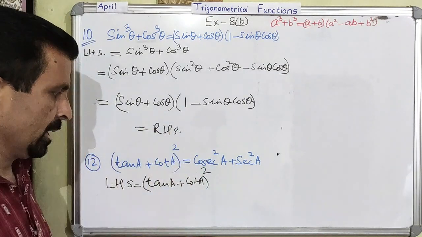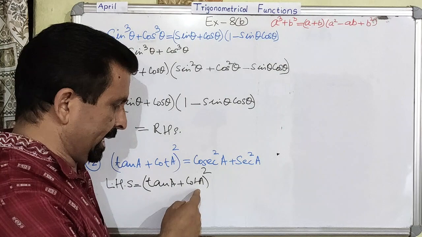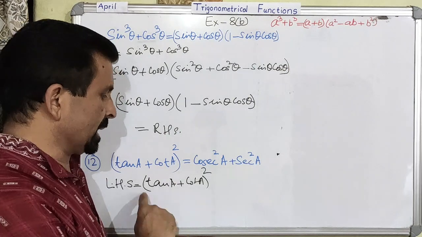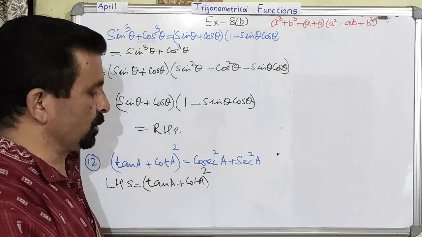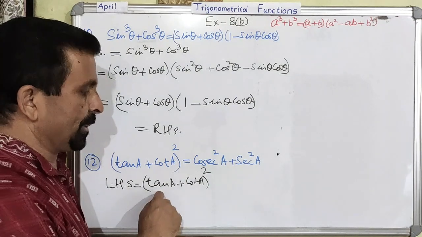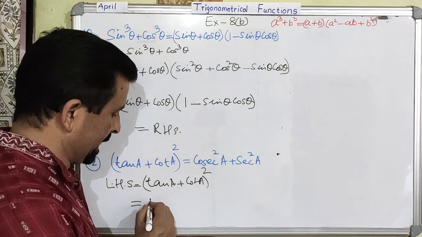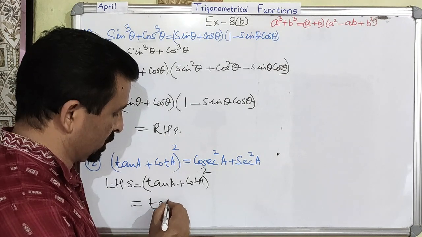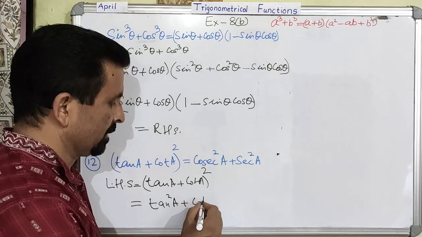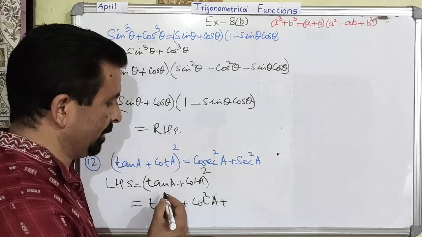First of all, I don't see any identity for tan A or cot A. So I am not in a position to use any of the trigonometrical identities. But what I can see is there is an overall square sign. So first of all, I am going to use the perfect square expansion, a plus b whole square. Let us see whether we get some result or not. This is tan square A, then cot square A, and then plus 2ab.